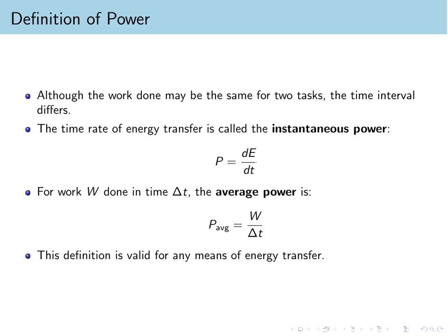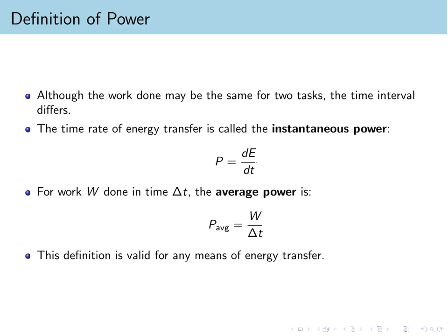Let us define what power means in physics. Imagine two tasks, where the work done is identical, but one takes significantly longer than the other. While the energy transfer is the same, the rate at which that energy is transferred differs. We define instantaneous power as the time rate of energy transfer, written mathematically as P equals dE over dt.